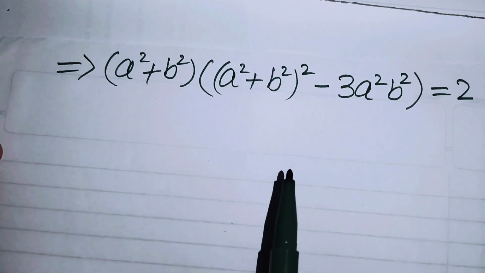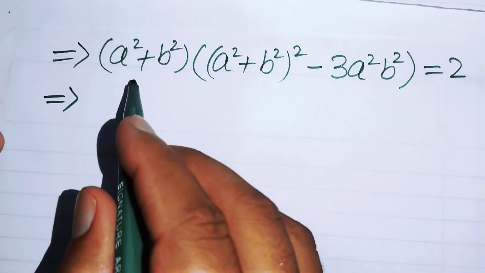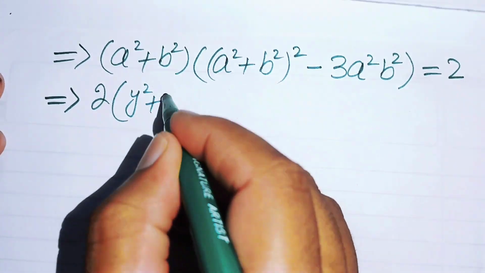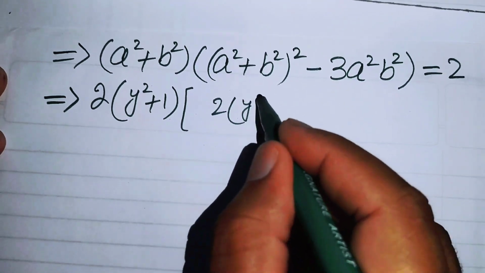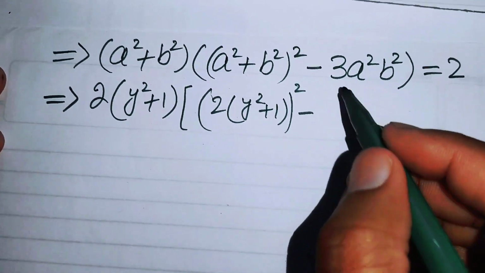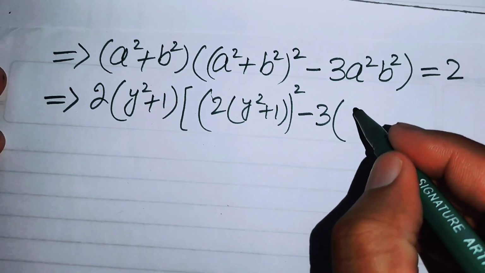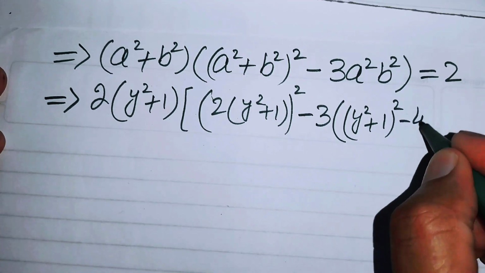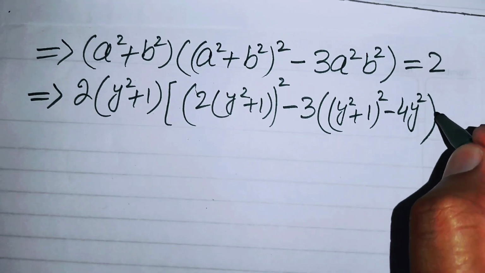So that we can put these values in this expression here, and you get the value of a square plus b square is 2 times of y square plus 1. And similarly here you have the square, so that you get 2 times of y square plus 1 and its whole square, minus here you have 3 times of a square and b square, and the value of a square times of b square is y square plus 1 whole square minus 4 times of y square, and whole is equals to 2.